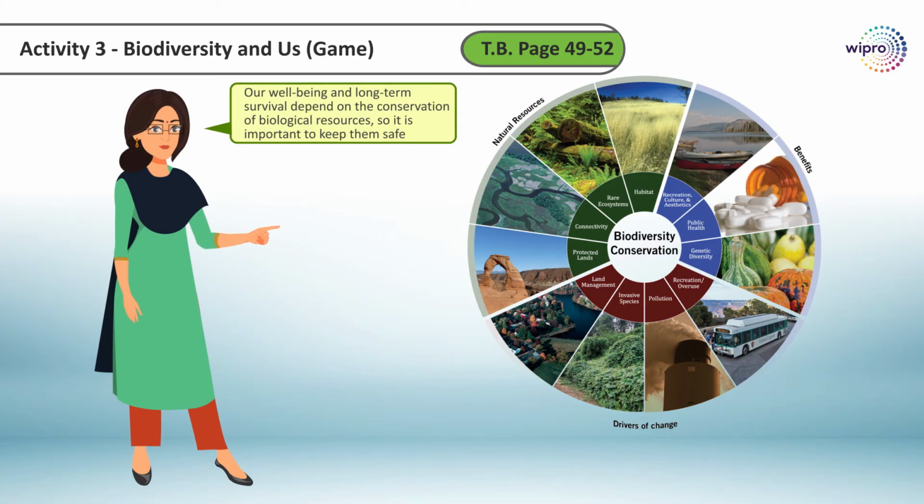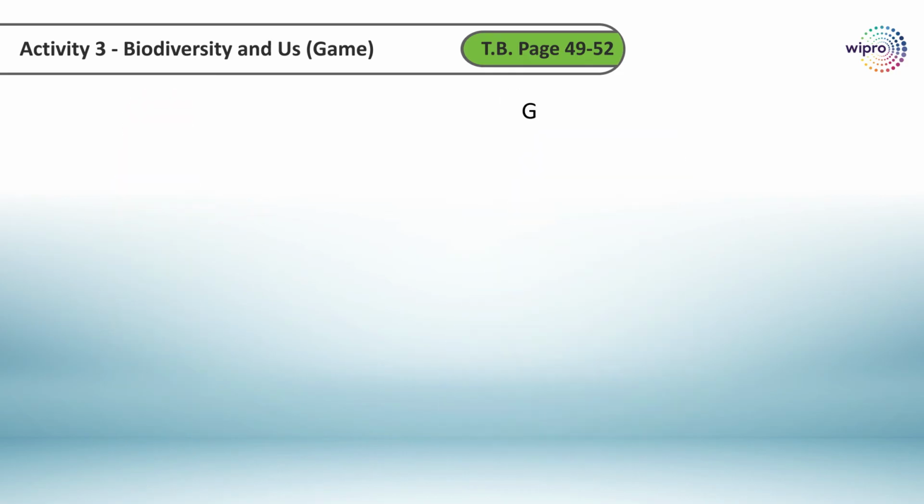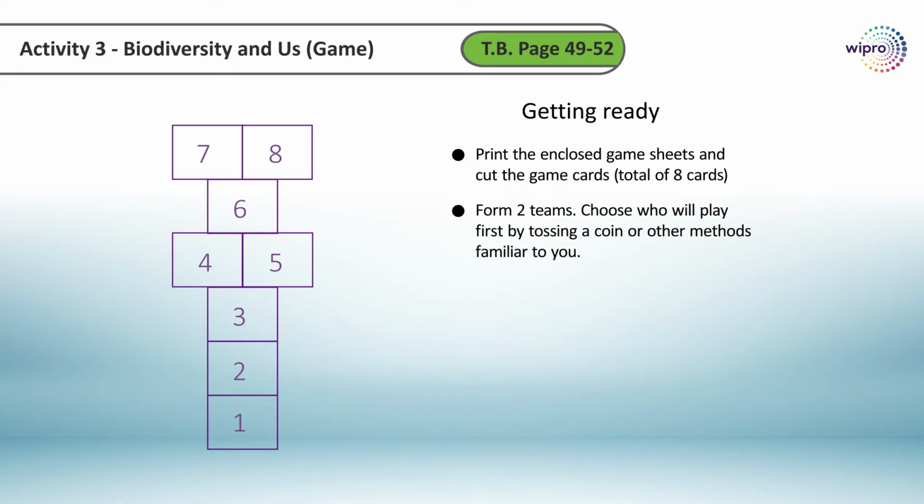In this activity, we are going to play a hopscotch game that contains 8 blocks, and players must hop from one block to another. The player must hop on 1 foot in single squares and land on 2 feet in squares placed side by side. While getting ready for this game, print the enclosed game sheets and cut the game cards, a total of 8 cards. Form 2 teams. Choose who will play first by tossing a coin or other methods familiar to you.